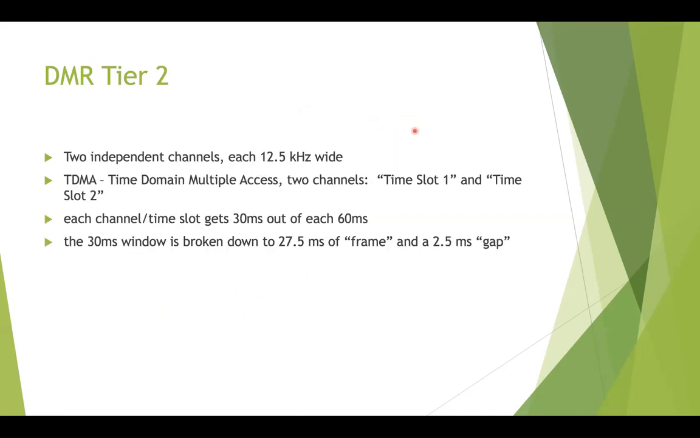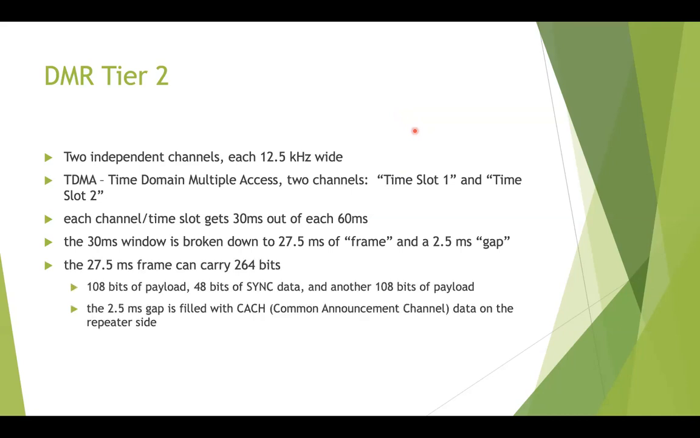That window is broken down into 27.5 milliseconds of frame and a 2.5 millisecond gap. And it does that so that the radios can sync up on where they are in that stream, right? So the 27.5 milliseconds of frame can carry 264 bits of information. There's 108 bits of payload, 48 bits of sync data, and another 108 bits of payload. And then there's a 2.5 millisecond gap.